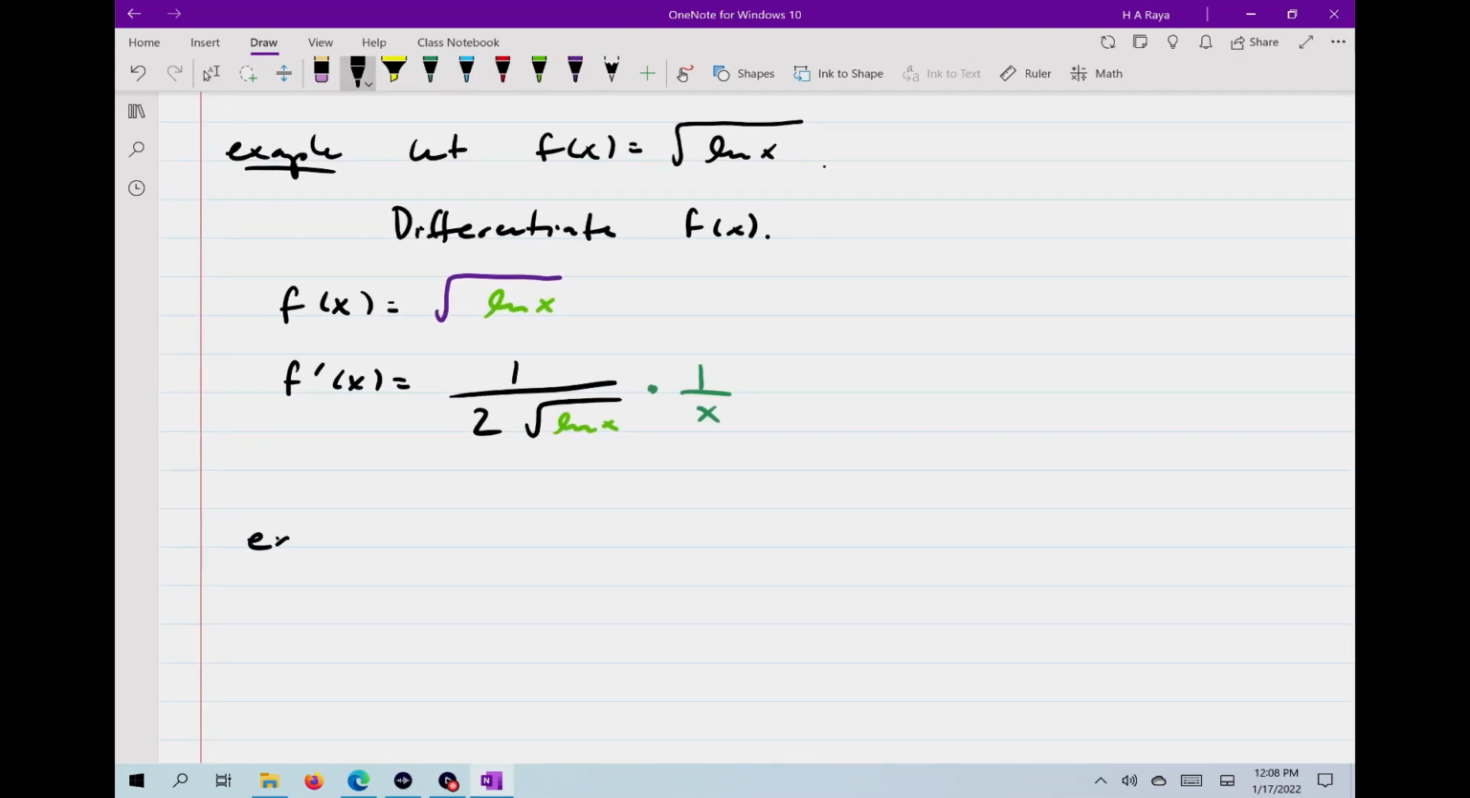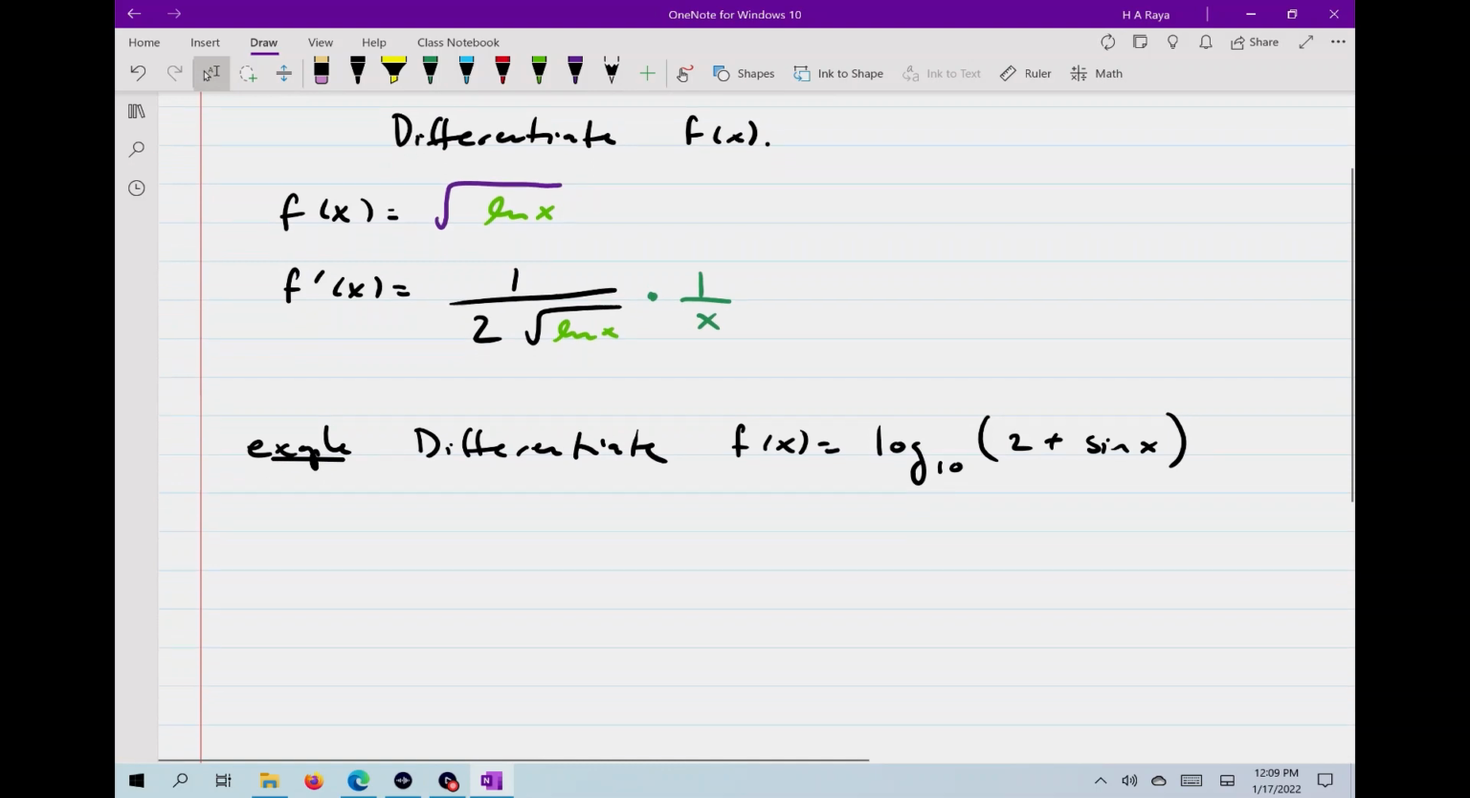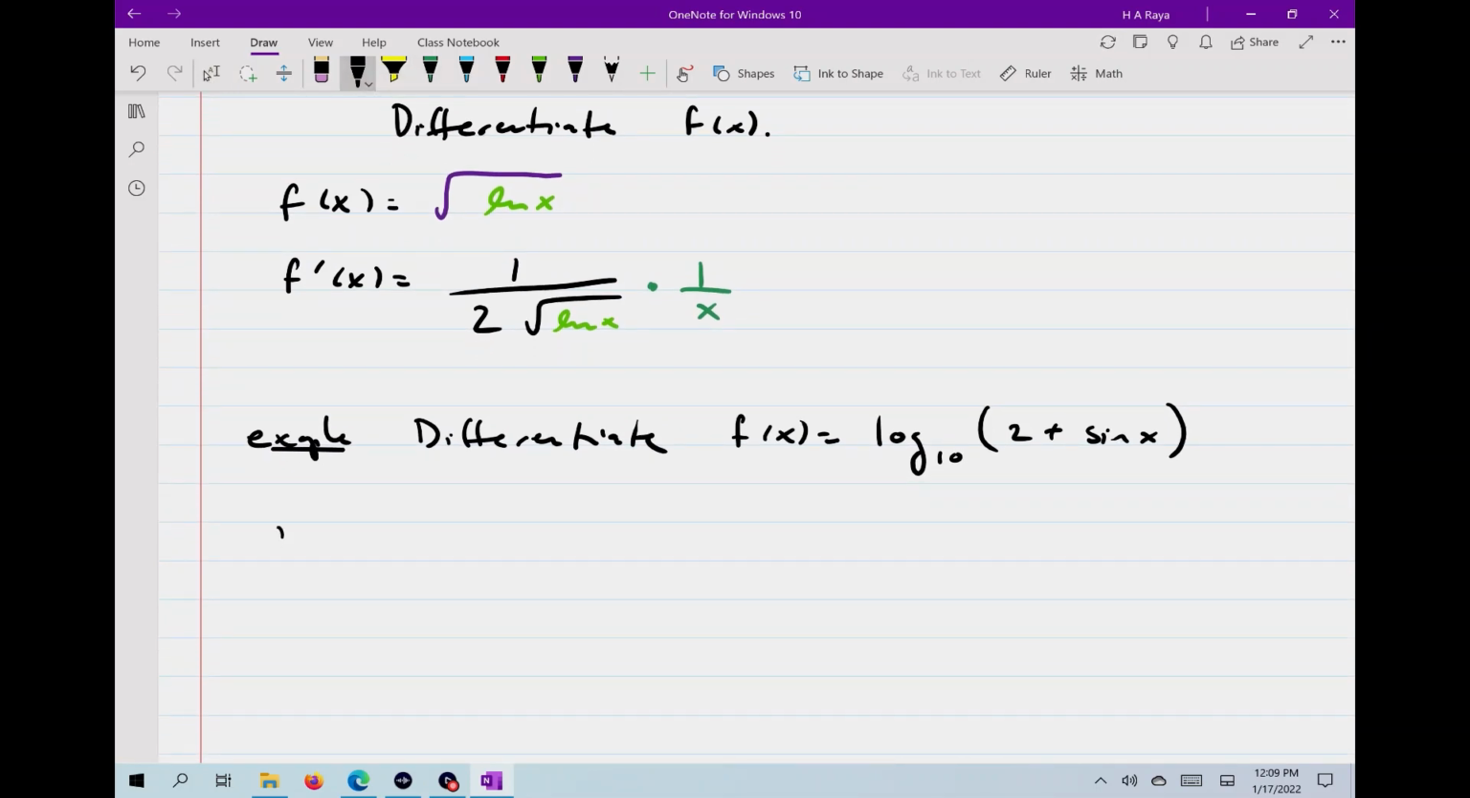In the next example, we're asked to differentiate the function f of x equal to log base 10 of 2 plus sine x. Again, this is us taking the derivative of the composition of two functions, because our function f of x can be thought of as the outermost function log base 10 of x composed with the function 2 plus sine of x.